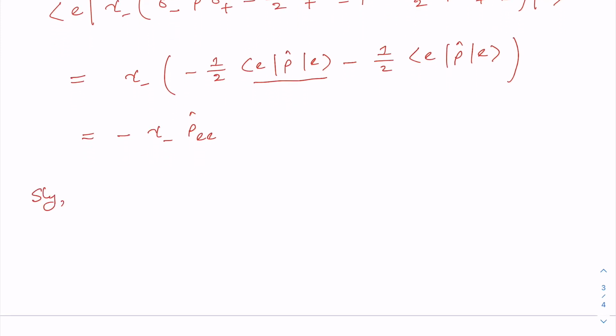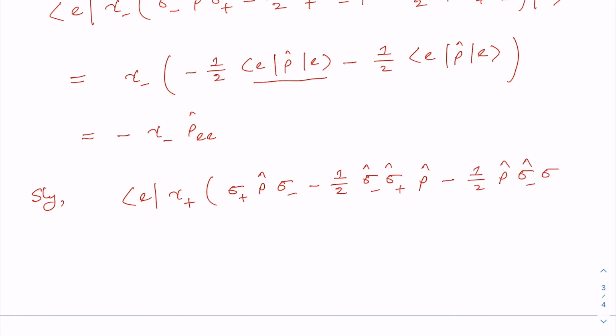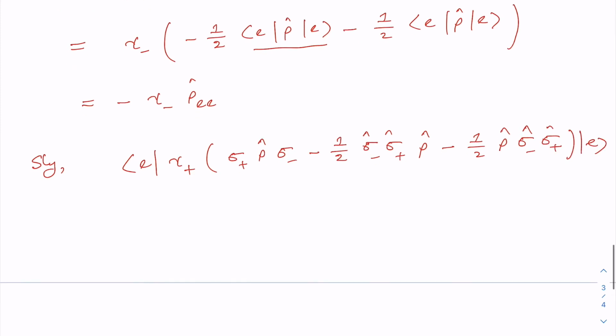Similarly, I can work out the term involving the absorption process, that is gamma plus sigma plus rho sigma minus, minus half sigma minus sigma plus rho, minus half rho sigma minus sigma plus. You will have E here, and if you work it out, please do that, you will immediately get gamma plus rho ZZ.